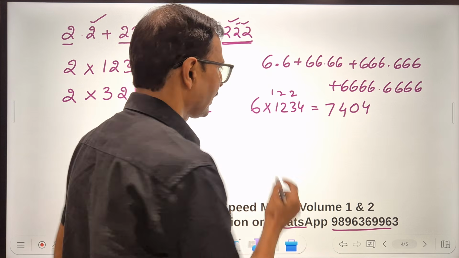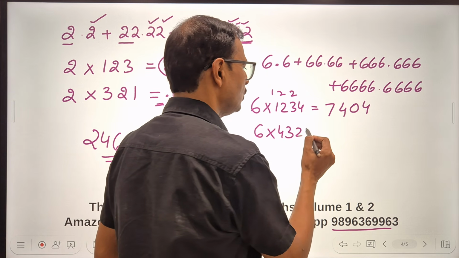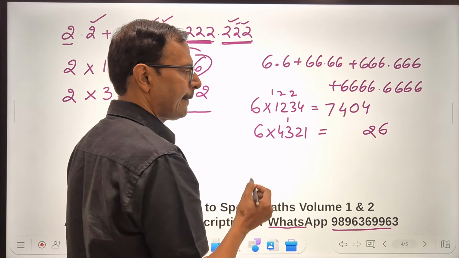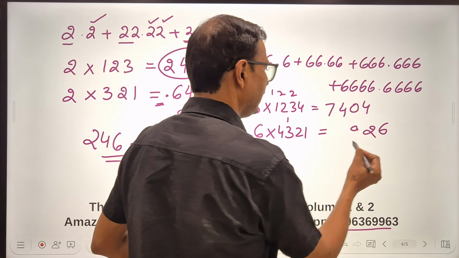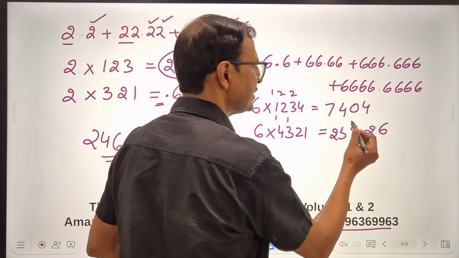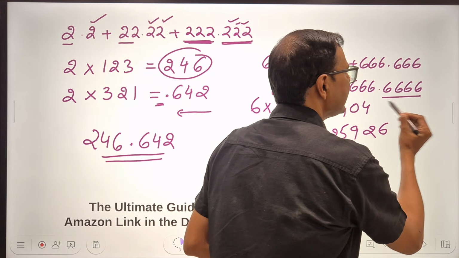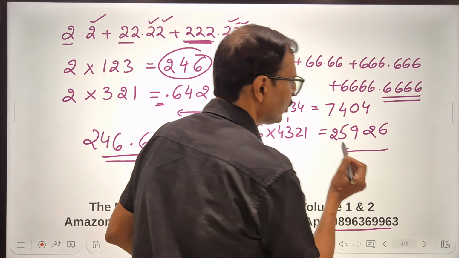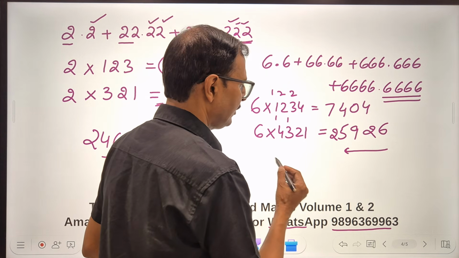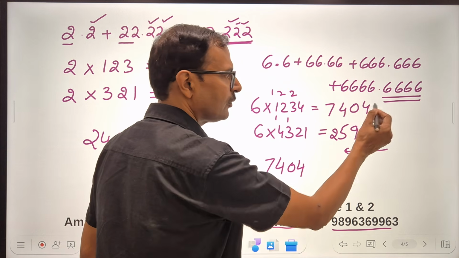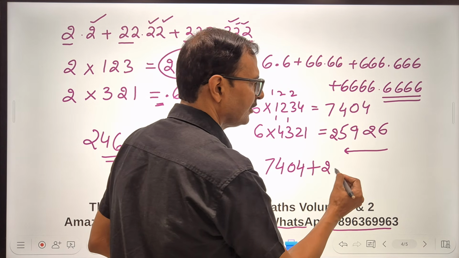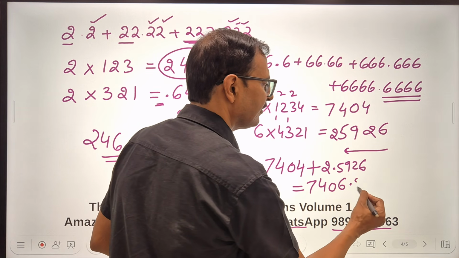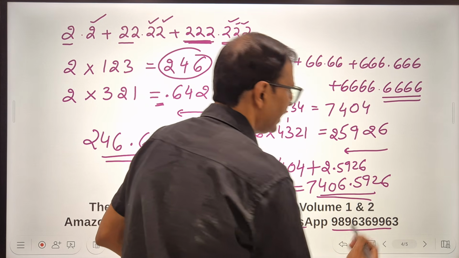Right? That's very easy. Now 6 times the reverse. 4 3 2 1. This is 6. Then 6 2's are 12, 2, 1 carry, 6 3's are 18, 19, 9, 1 carry, and then 25. Now see what happens here. We have 4 decimal places maximum and 5 digits here. So if you put a decimal 4 digits from the right-hand side, this number will become 2.5926. The first number is 7404 plus 2.5926. And my answer will be 7406.5926.